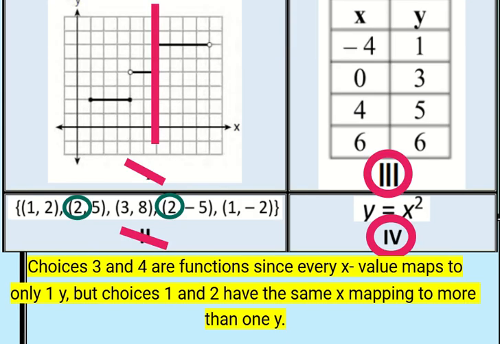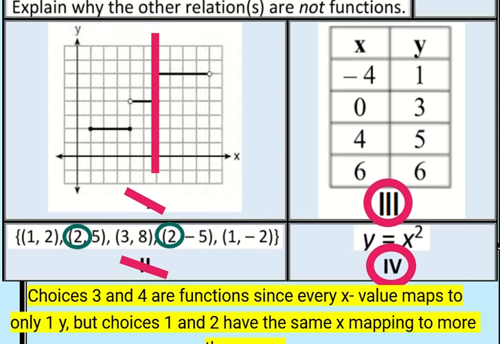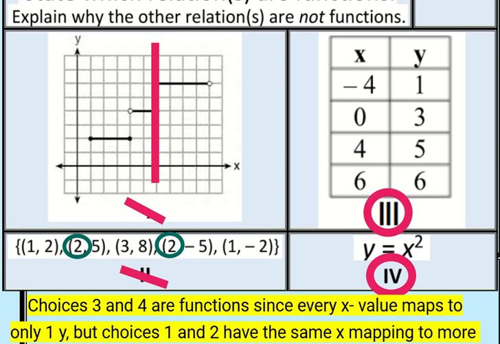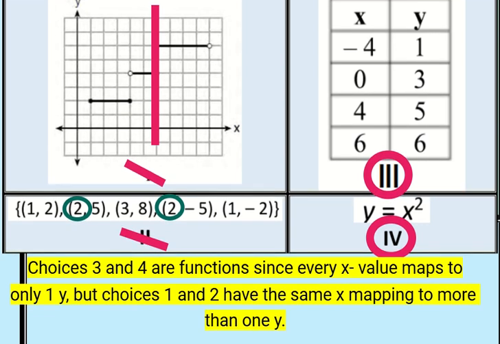Okay, finally, this question says explain why the other relations are not functions. So our explanation: choices 3 and 4 are functions since every x value maps to only one y, but choices 1 and 2 have the same x mapping to more than one y. So remember, when you see that explain, you have to write a sentence and explain in words what you understand to be true.